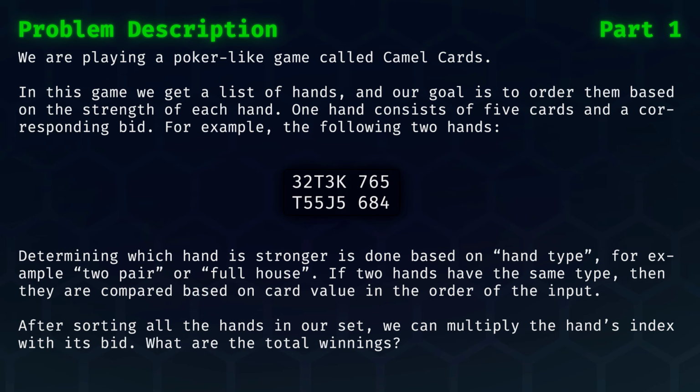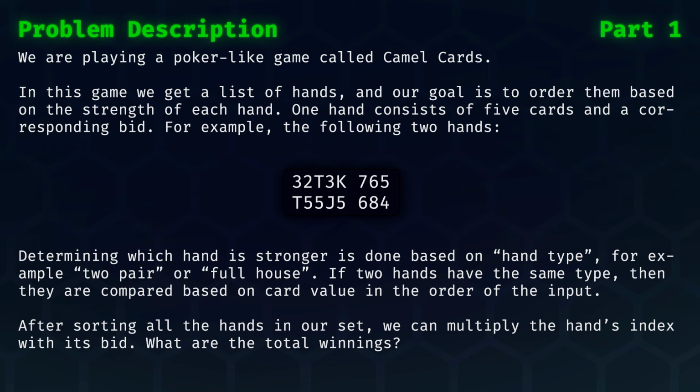One hand consists of 5 cards, accompanied by some monetary value, which we will bid on the hand. Consider the following 2 hands as an example. First, we have a 3, a 2, a 10, another 3, and a king. The bid is 765. The second hand consists of a 10, followed by 2 5s, a jack, and another 5. The bid is 684.